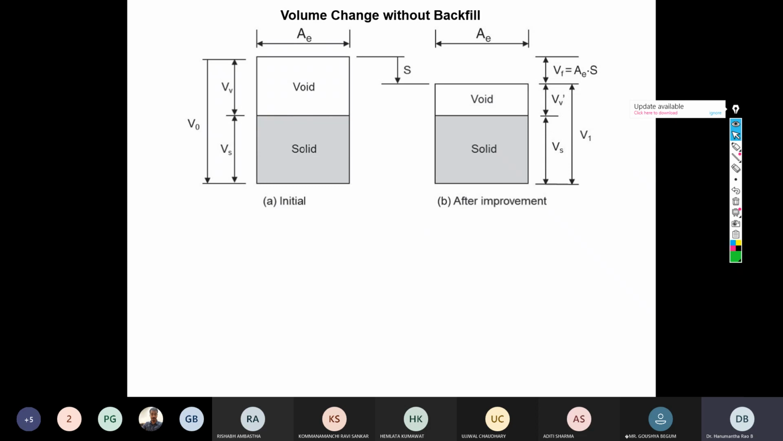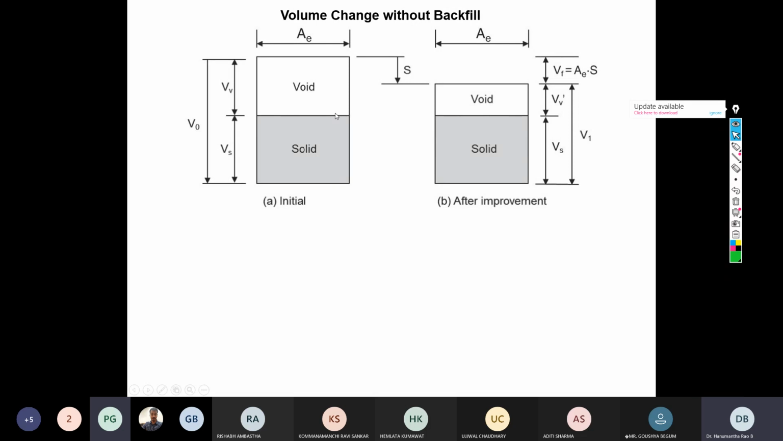Now, I couldn't explain properly yesterday about the volume change. So let us have a little more discussion on how to relate the subsidence with the volume change. Subsidence is nothing but the net volume change.